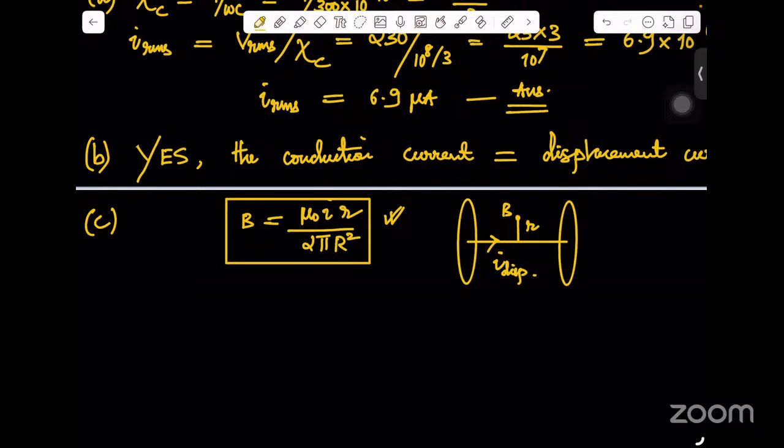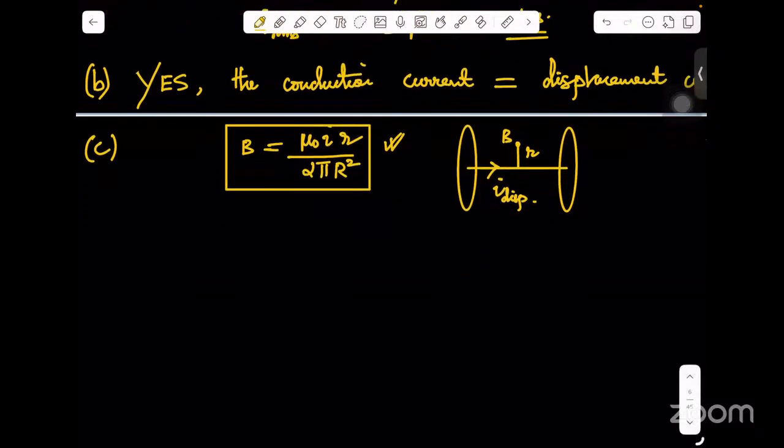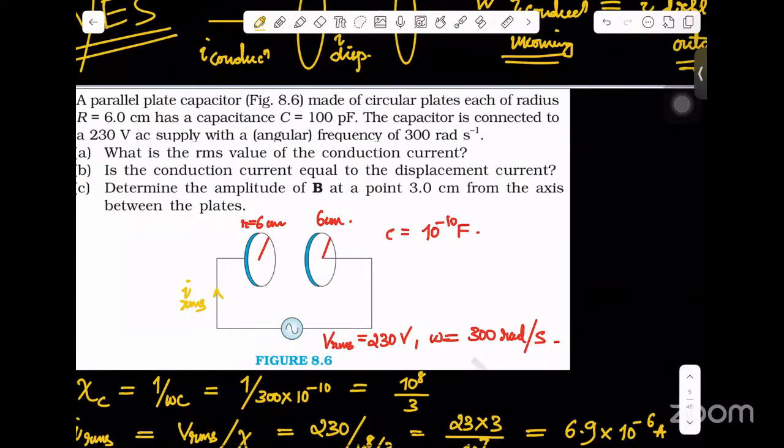So you need to know this formula, where mu naught is the permeability of free space. And this I naught will be your maximum value of the current, because we've been asked the amplitude of B. Here the maximum value of the current would be root 2 times the RMS current. And R is the distance between the plates of the parallel plate capacitor, which is given to us as 3 centimeters.